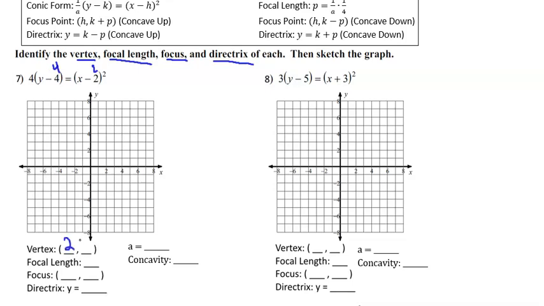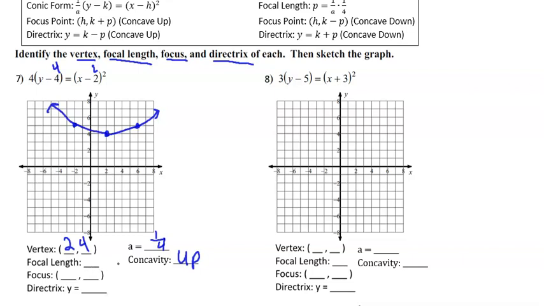So 2, 4. A is just the reciprocal of this, 1/4. This is a positive number, so this would be concave up. It's opening upwards. So let's plot this point, the vertex 2, 4. One, 2, 3, 4, 1. So the graph looks sort of like this right here.